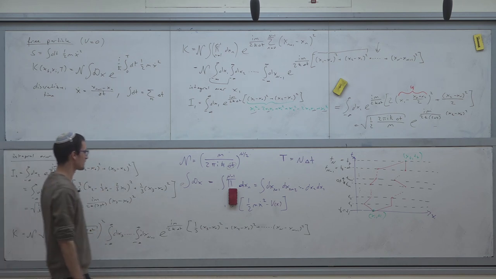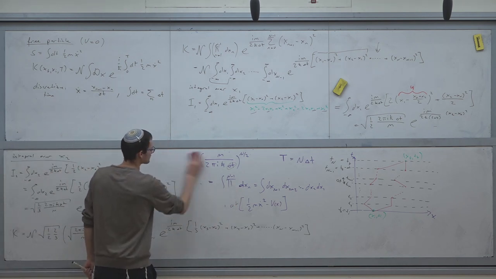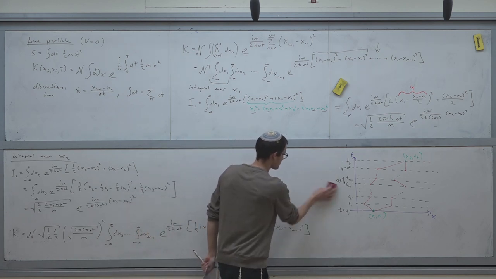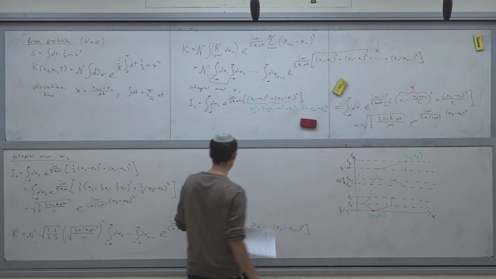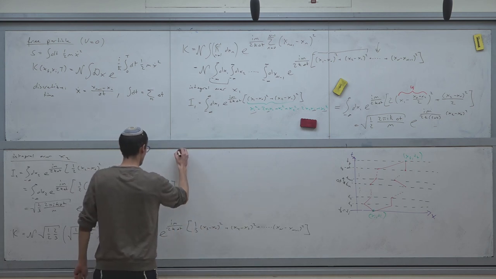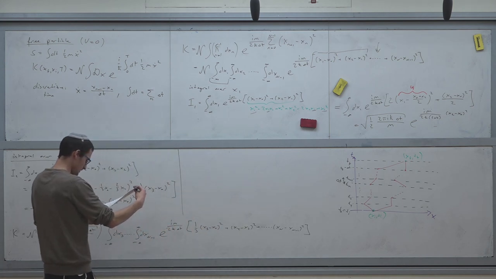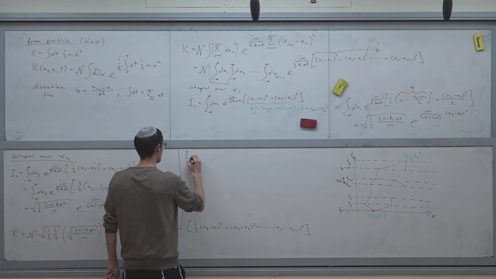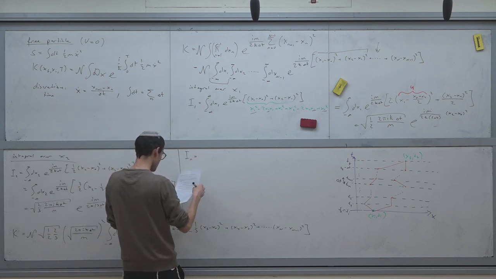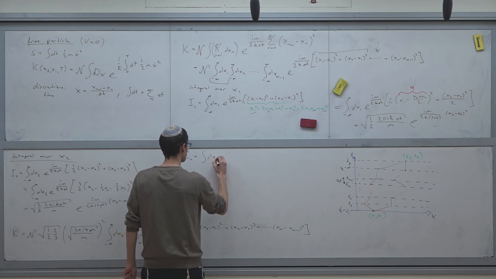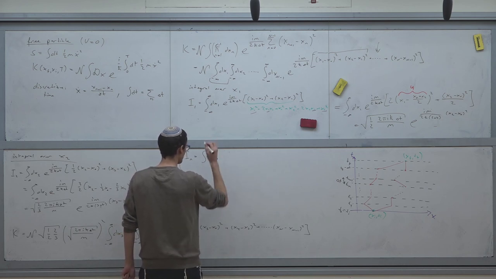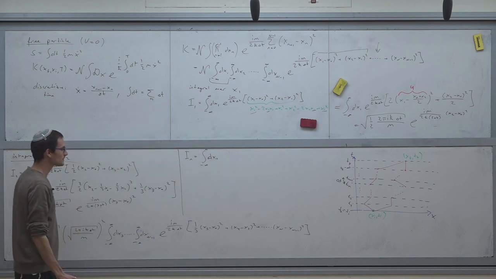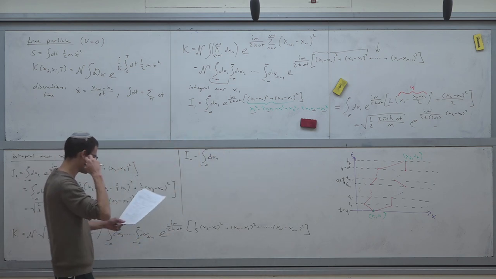Okay, so let's see if we are smart enough to understand the pattern. We've done two of them already. So what about the nth integral? How does the nth integral look like? So I'm now integrating over dxn, some n in the middle. So what does it look like?